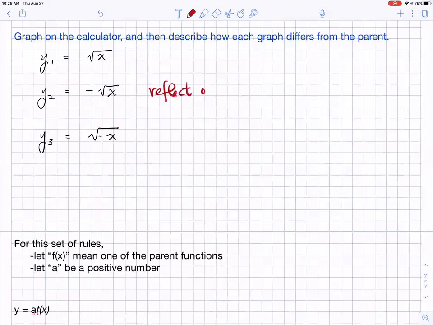Reflect over the x-axis. Is number 3 even legal? No? So go graph it. Let's see what happens. Get rid of your Y2, it'll mess you up, because if it's illegal, it'll just say error. Oh, did you get a graph? Oh, it is so legal.